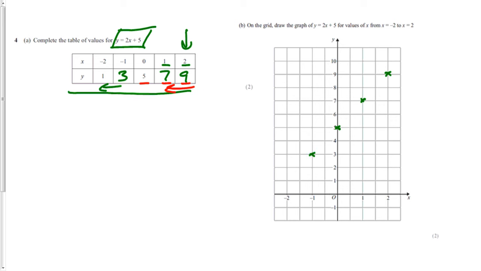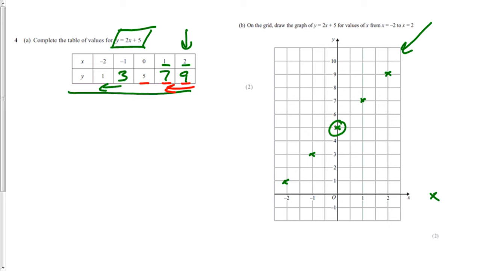Minus 1, 3. And minus 2, 1. Now very often in these cases, it is easy to make a mistake. If, for instance, this point here, you'd put it instead of 0, 5, as 5, 0 over here, you could see that the other points make a straight line, and this one doesn't lie in that straight line. So if any of your coordinates don't lie in a straight line, it means that you've made a mistake.